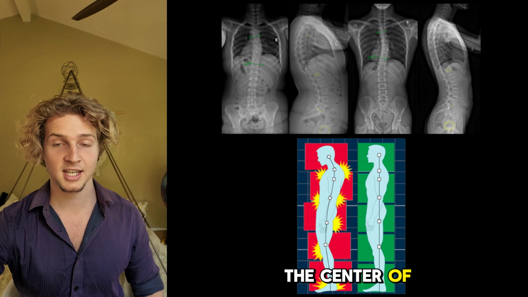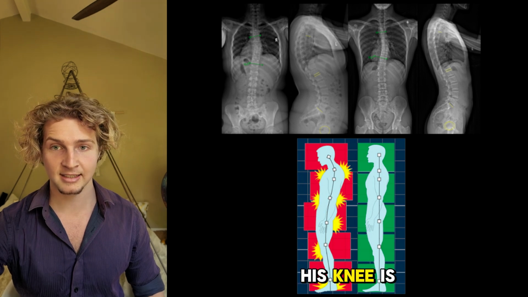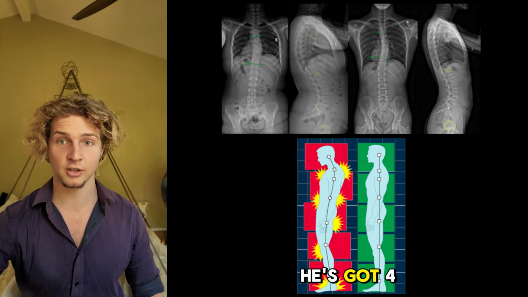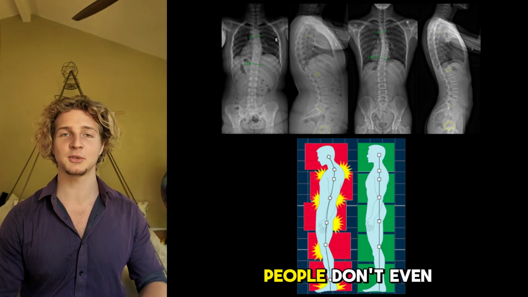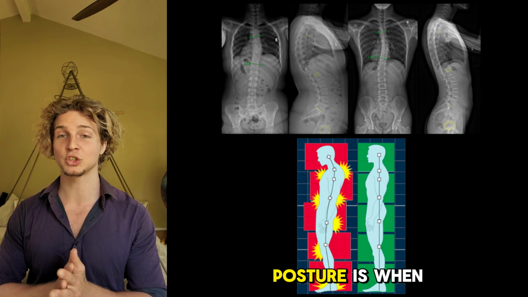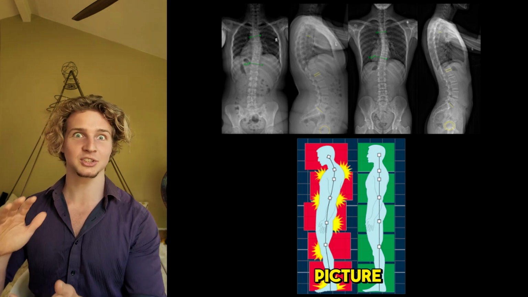That is not the center of his head. The little guy in green, his knee is not in the center there. His hip is not in the center there either. He's got forward hips relative too. It's like people don't even know what ideal posture is when they try to picture it.